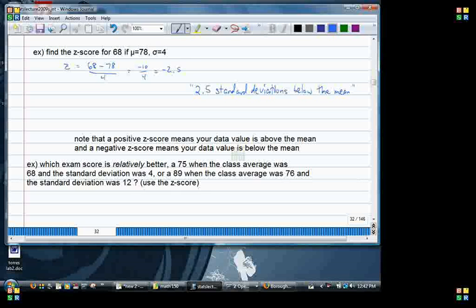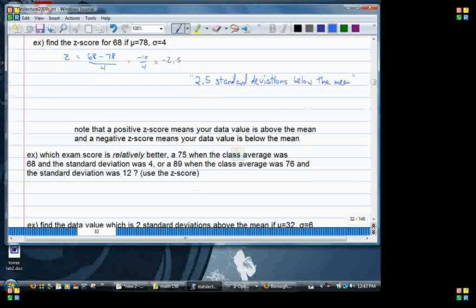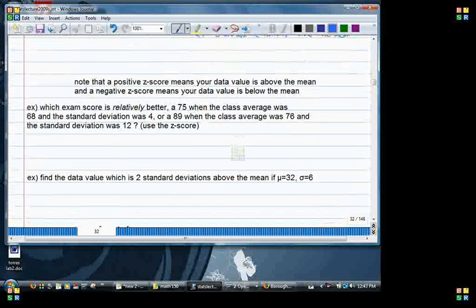Okay. And again, sorry I'm rushing in the interest of time. Okay. Last bit. So now we're going to go backwards. Find the data value, which is 2 standard deviations above the mean, if mu is 32 and sigma is 6. How do we do this?